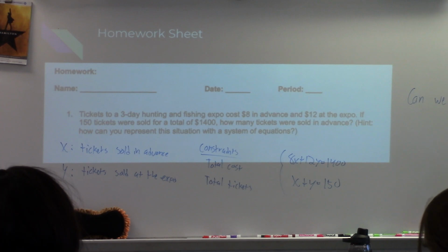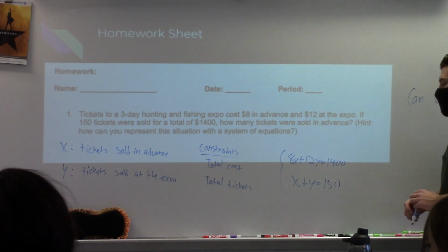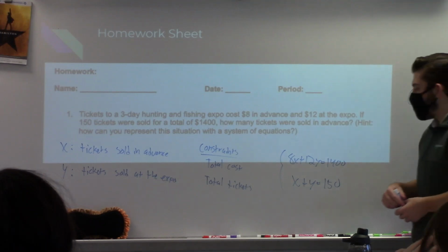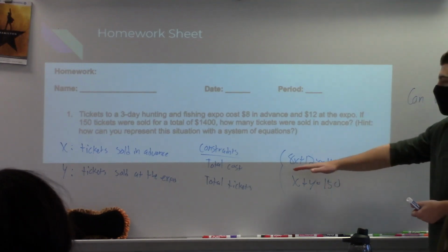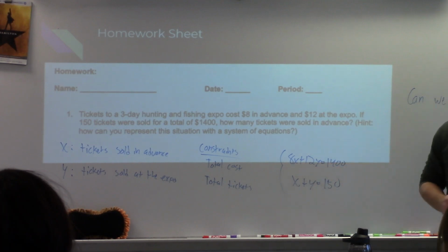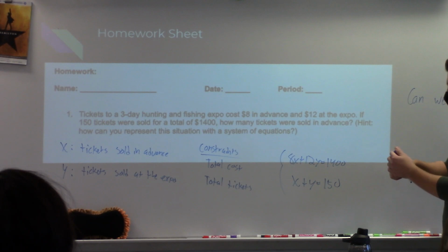Shelby, you're shaking your head no. Why not? There's nothing to substitute. There's nothing to substitute, so how can we find something to substitute? Solve the equation. Solve the equation for what? 8x plus 12y is equal to 1,400. So that equation, what would I solve for? You'd solve for the x. You want to solve for the x? So we can do that.